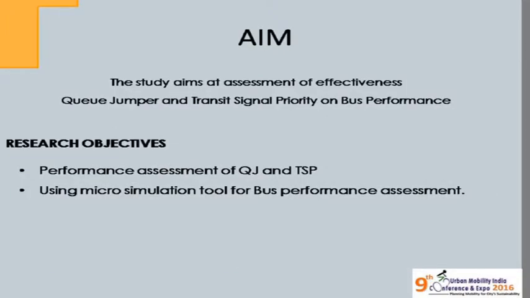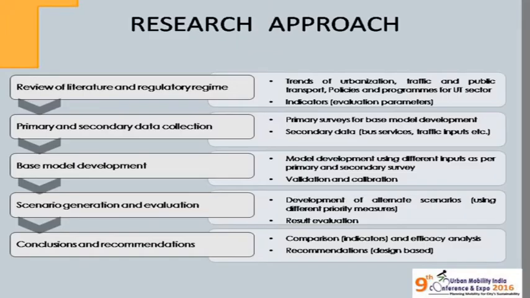So the study aims at the assessment of the effectiveness of the queue jumper lane and signal priority on the bus performance. Research objectives are: first, assessment of the queue jumper and TSP, and second, using micro simulation model as a tool for bus performance improvement. So the research approach is as follows: the review of literature and regulatory design, followed by primary and secondary data collection for model development, then scenarios generation and evaluation, followed by the calibration and validation of the model, then conclusions.